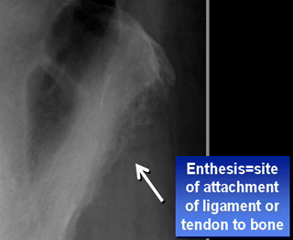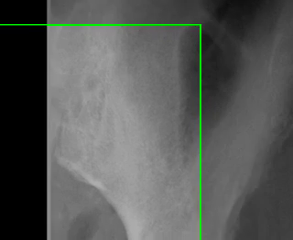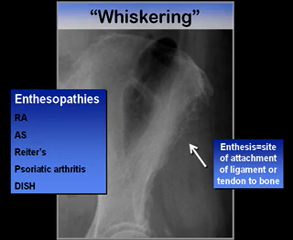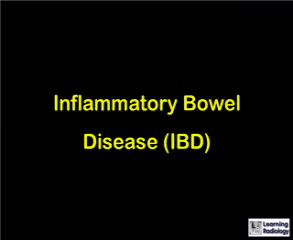An enthesis is the site of an attachment of a ligament or tendon to bone. There may be traumatic enthesopathies or inflammatory enthesopathies. The inflammatory enthesopathies include rheumatoid arthritis, ankylosing spondylitis, Reiter's, psoriatic arthritis, and diffuse idiopathic skeletal hyperostosis. All of these diseases can result in this periostitis at the site of tendinous insertions. In this example, we're seeing the iliac crest, but it could also occur around the ischial tuberosities and the calcaneus, amongst other areas.